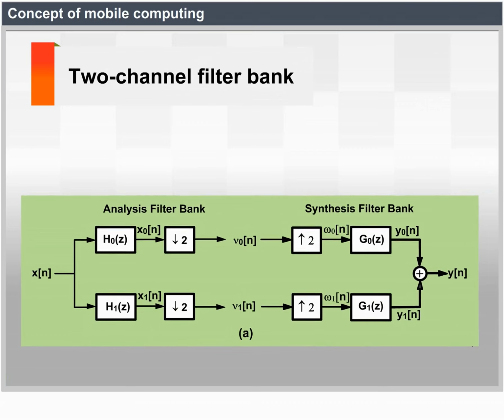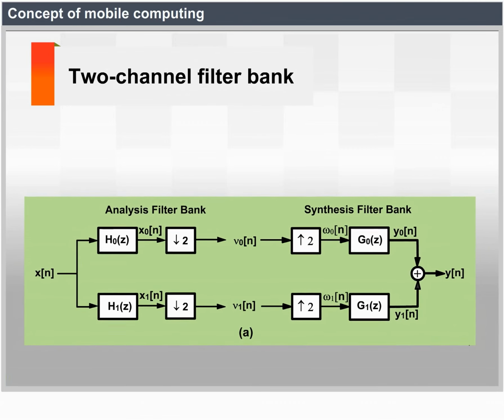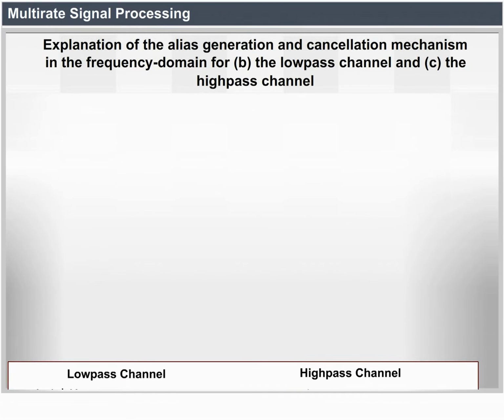Explanation of the alias generation and cancellation mechanism in the frequency domain for B, the low pass channel, and C, the high pass channel.